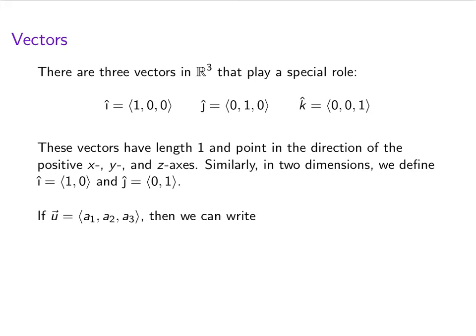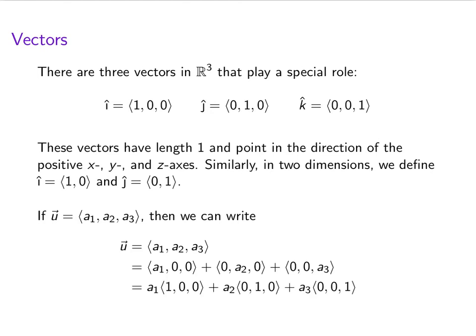So if u is the vector that has components a1, a2, a3, then what we'll write is that u, which is (a1, a2, a3), we'll break it down as the sum of these 3 vectors: (a1, 0, 0) plus (0, a2, 0) plus (0, 0, a3). Each one of those vectors will factor out the a's. And now what you see that's left over, those vectors, those are the special vectors that we talked about earlier. And so we finish by saying that this vector can be rewritten as a1 i plus a2 j plus a3 k.